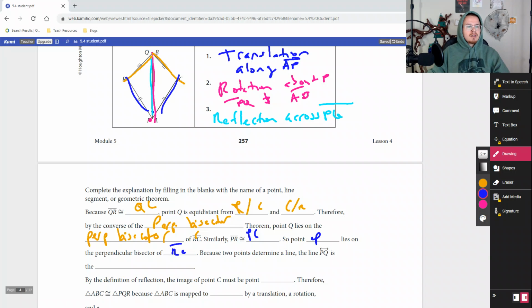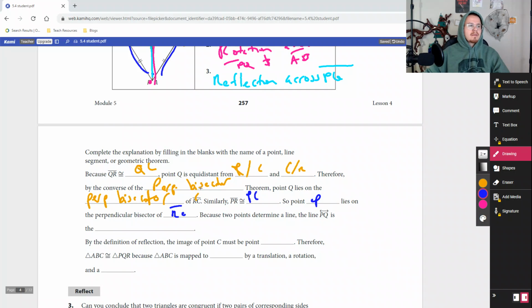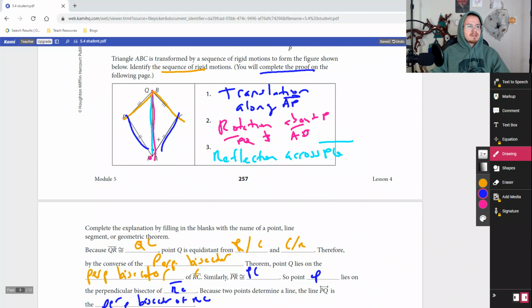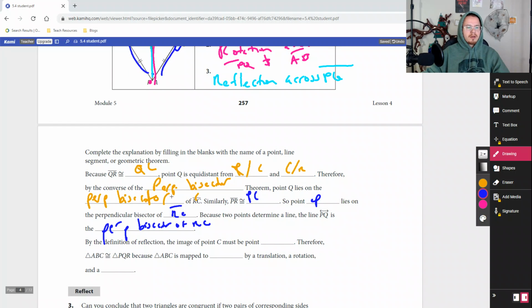Yep. So because 2 points determine a line, the line PQ is the perpendicular bisector of RC. So by the definition of reflection, the image of point C must be point R. Therefore, the triangles are congruent because ABC is mapped to PQR by a translation, a rotation, and a reflection. So that's how that cookie crumbled.